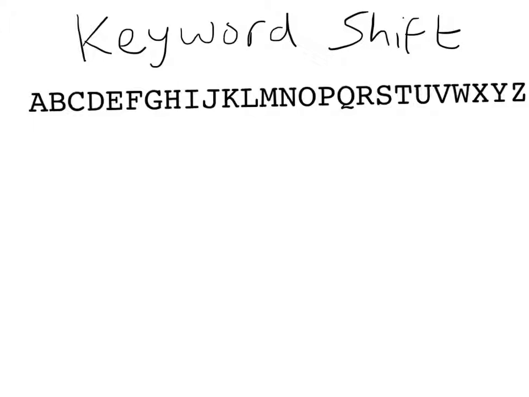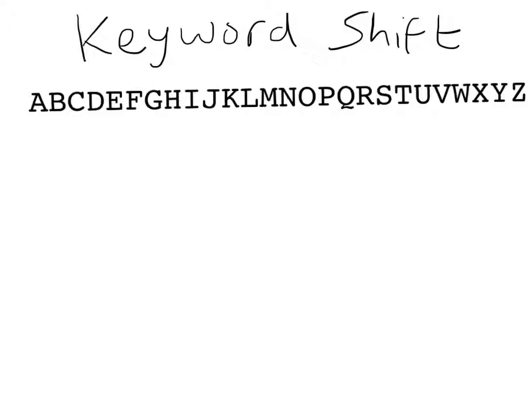In week 4 on Code Breaking Club, we looked at the keyword shift cipher. This essentially is another variation of a one-for-one swap where each letter becomes one other letter, but it's done in a slightly different way to Caesar shift. Firstly, we need a keyword, and I'm going to use the keyword keyword.